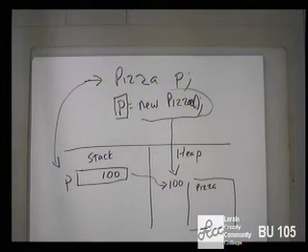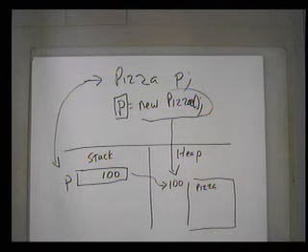Sometimes, if you read about Java, it will talk about pointers. This is what a pointer is. In other words, P doesn't itself contain the object. P contains a pointer to where the object lives.